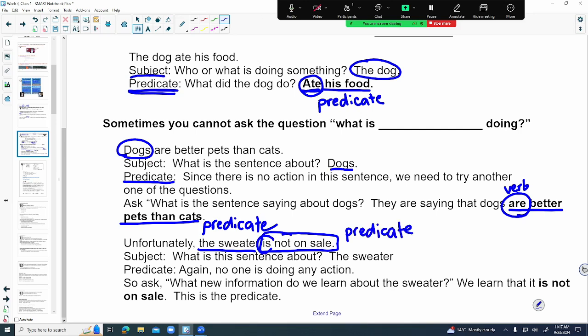And the verb is, which is a part of the verb to be. Okay, so that's the verb. That's probably the trickiest verb, because it's a being verb, not a doing verb. So just always remember that is, am, are, those are all part of the verb to be, and they're all verbs. So what is the sentence about? It's about the sweater. What about the sweater? What do we learn about the sweater? We learn that it is not on sale. Okay, so sometimes it's easy to pick out the predicate. Sometimes it's not as easy, so you have to ask different questions.